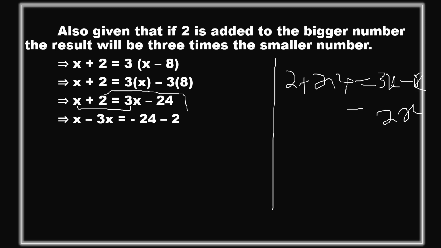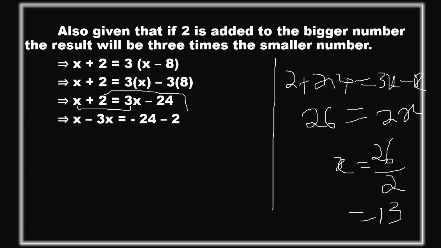Here 2x equals 26. Okay, so x equals 26 by 2, because 2 is multiplying there. When it comes here, it becomes division. Okay, so you'll get 13. So let us check now in this way.